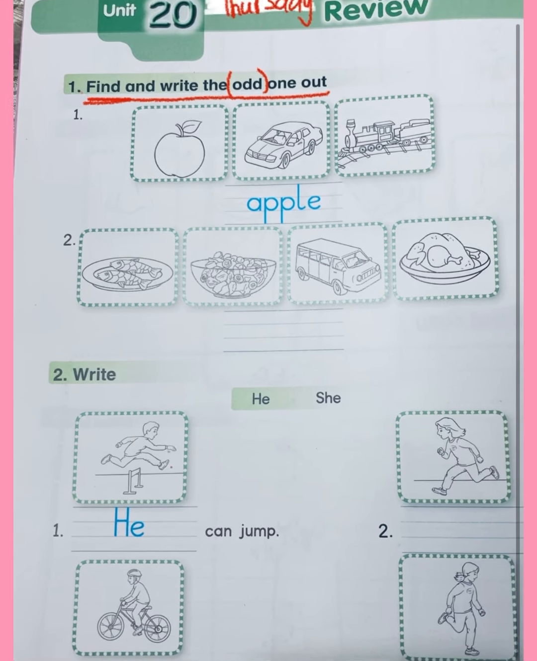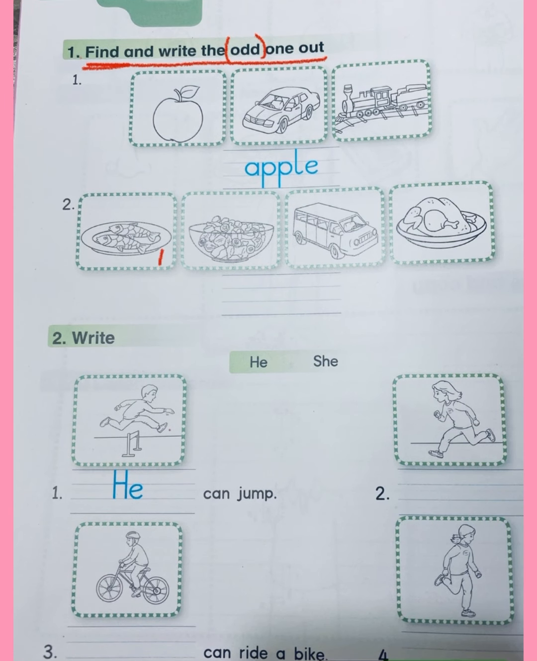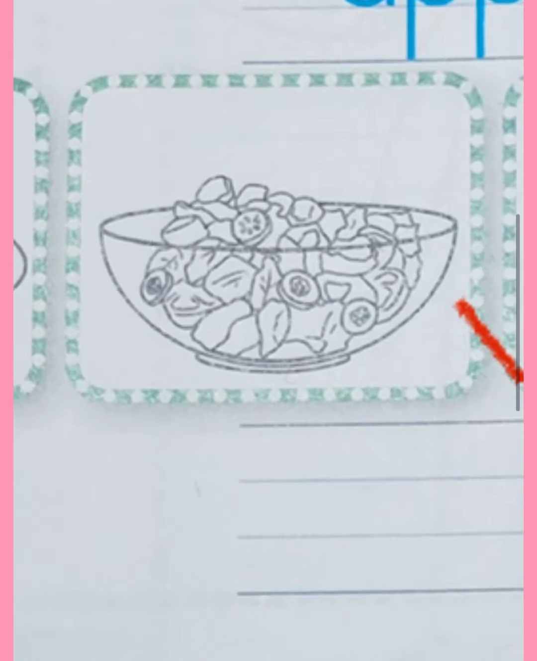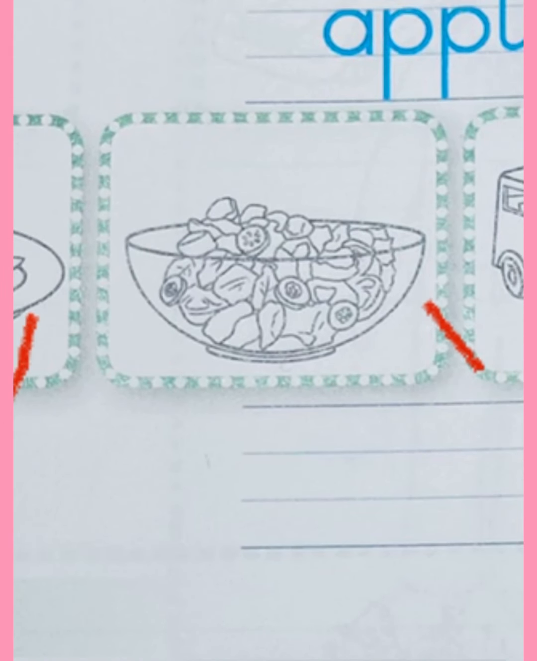First one is answered. Well, what about the second one? Look at the number two. We have four pictures. One, two, three, four. Where is the odd one? Let's see. Here we have fish. Fish, something we eat. F-I-S-H. Fish. Okay. Here we have salad. S-A-L-A-D. Salad. Also, it's something that we eat.